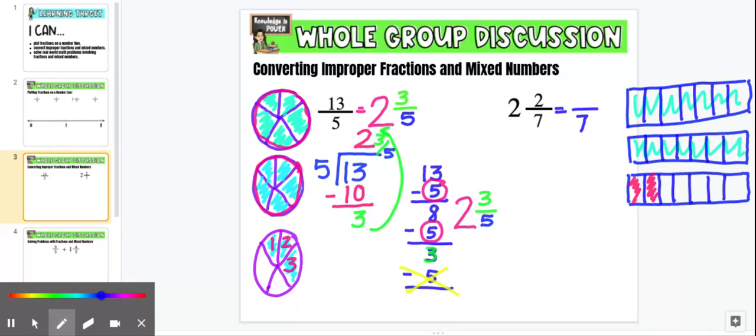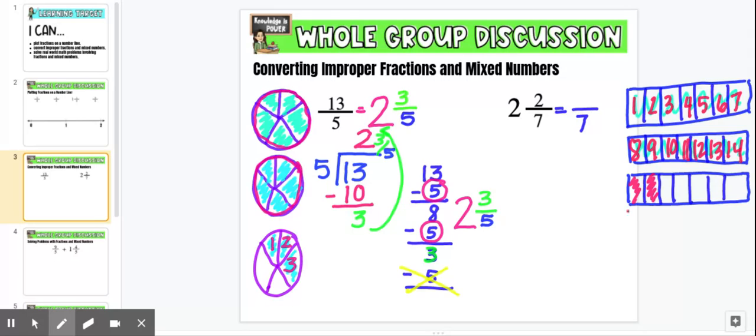And I can count all of my pieces. 1, 2, 3, 4, 5, 6, 7, 8, 9, 10, 11, 12, 13, 14. Oops, I picked the same color. 15, 16. So you end up getting 16 sevenths. Okay. Well, again, pictures are great, but they don't always work that way. And unfortunately, sometimes they just are too hard to do.